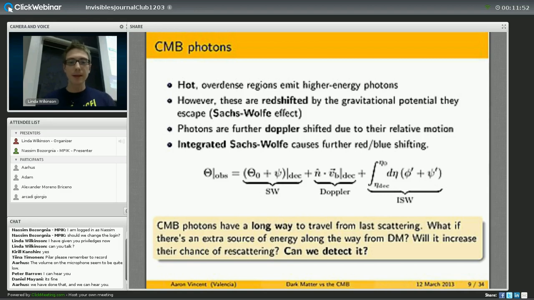So the point is that these CMB photons have a long way to travel from last scattering, 13 billion light years. So if there's an extra energy source between the surface of last scattering and where we observe them today, then this might rescatter these photons, and this might affect what we see in the cosmic microwave background. And the question is, well, can we detect this?